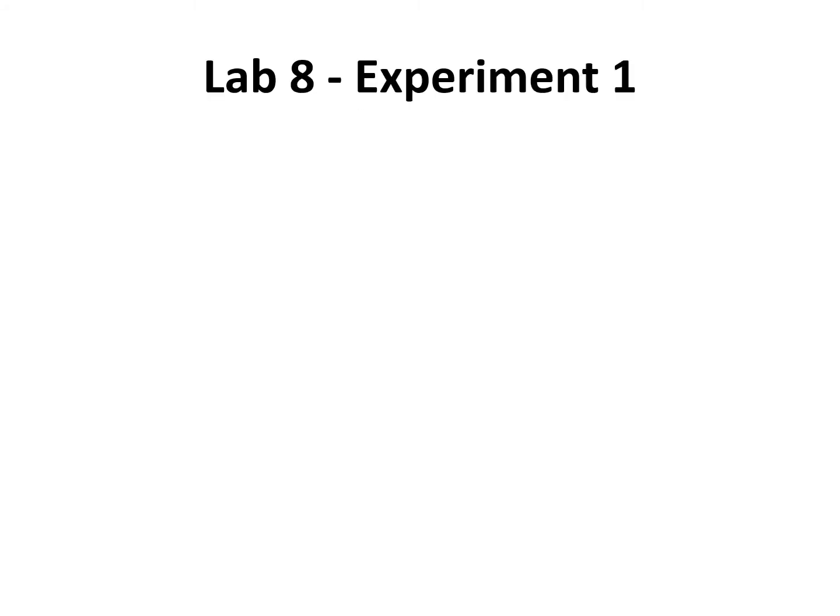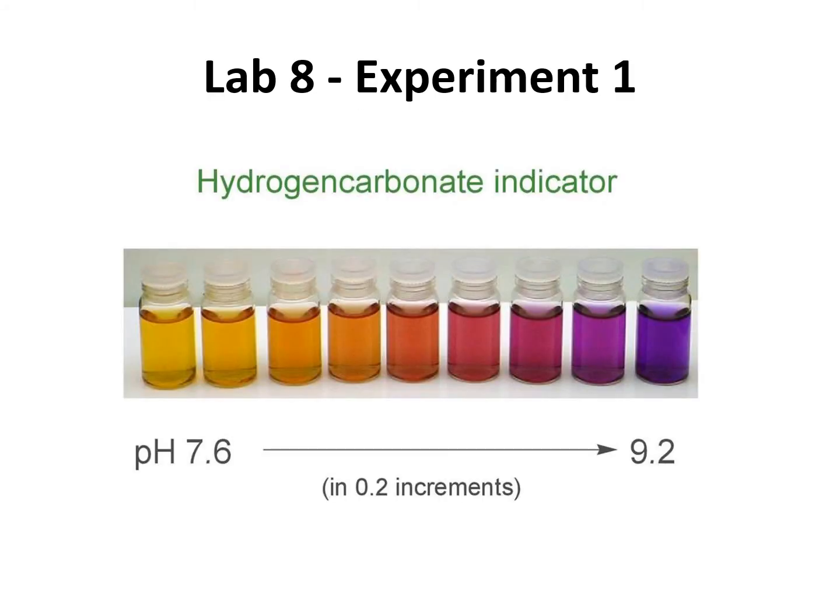For lab experiment 1, you will be using an indicator, the hydrogen carbonate indicator, which is a pH indicator. It tends to be yellow at a pH of 7.6 and changes color to purple at a pH of 9.2. This will be important because as carbon dioxide is added to a liquid, the pH will decrease. So looking at the hydrogen carbonate indicator will give you a general understanding of the levels of carbon dioxide in the liquid.